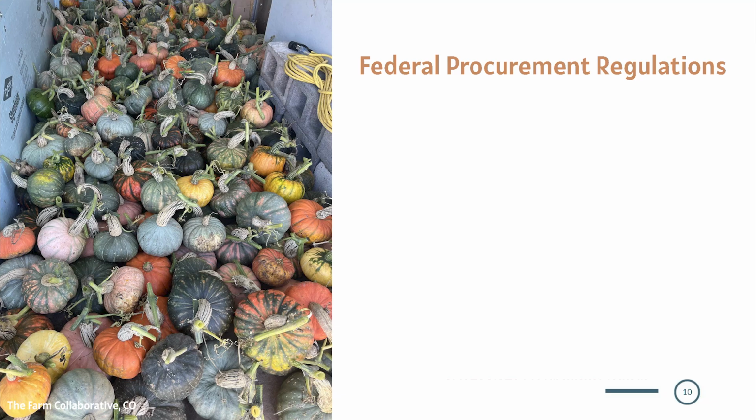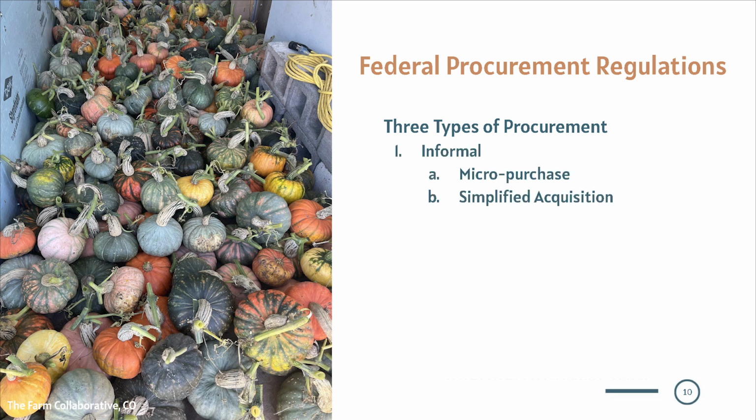As a federal grant recipient, you'll need to follow federal procurement rules, which are outlined in the Code of Federal Regulations. These rules are especially important if your grant involves consultants, contractors, construction, or equipment purchases. The key thing to remember is that procurement requirements depend on the size of your purchase. For purchases under $250,000, you can use informal procurement methods. For purchases over $250,000, you'll follow formal procedures.